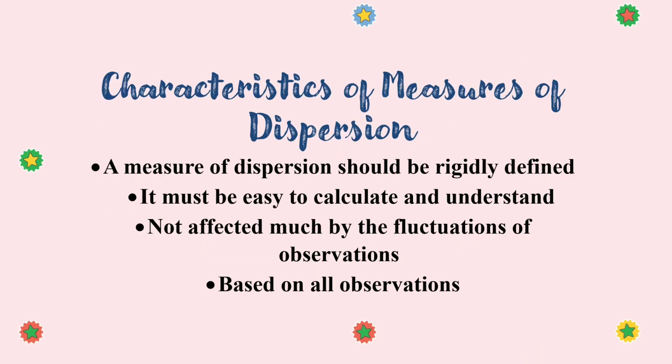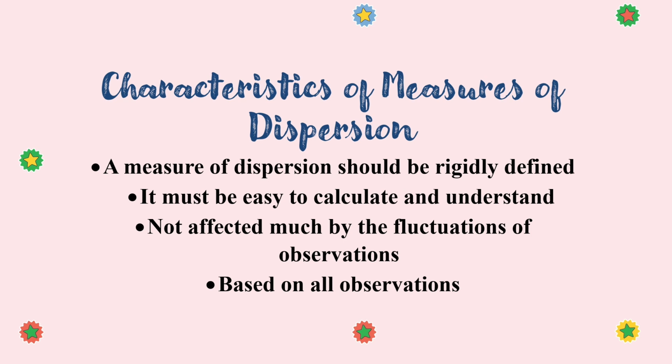So now let us tackle the characteristics of measures of dispersion. The first characteristic is that a measure of dispersion should be rigidly defined. Second is that it must be easy to calculate and understand. It must not be affected much by the fluctuations of observation, and it should be based on all observation.